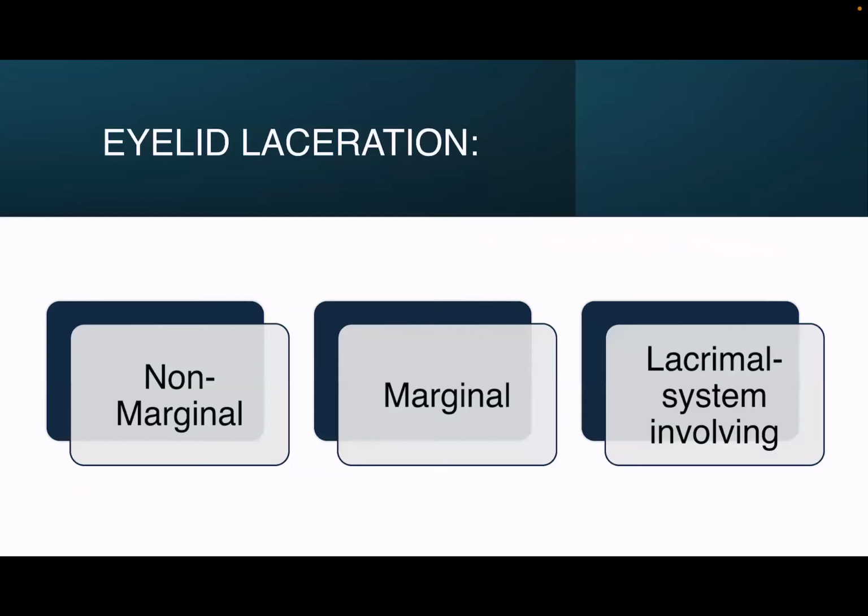So from closed lid injury, we are heading to eyelid laceration. As with the globe, there are closed and open injuries related to the adnexa. Eyelid lacerations are classified into non-marginal, marginal, or lacrimal system involving. All three categories can be found in the same patient, but we have to classify the wound exactly: the location, the size, and whether it's marginal or not, or whether it's related to the lacrimal system or not.